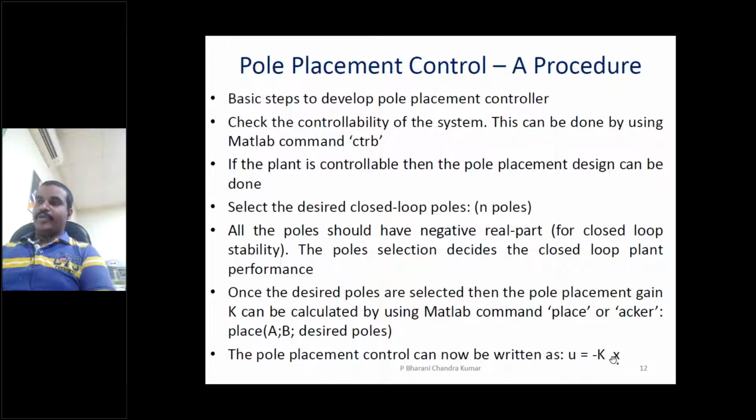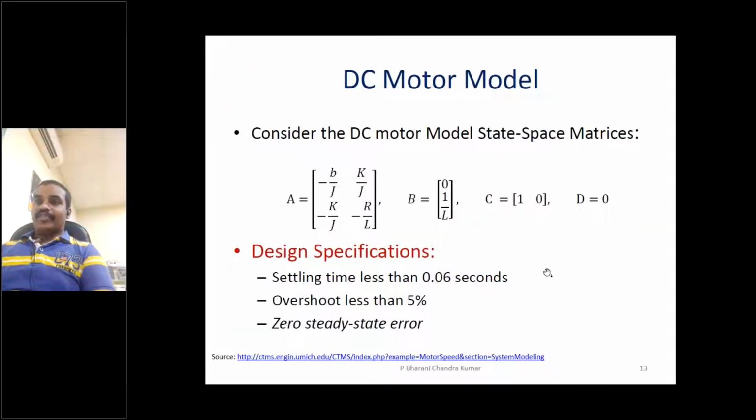So this, u equal to minus Kx, is a very simple form when R equal to 0. That means there is no reference input. You want your states to go to 0. So again, this is the DC motor model which we have derived yesterday.